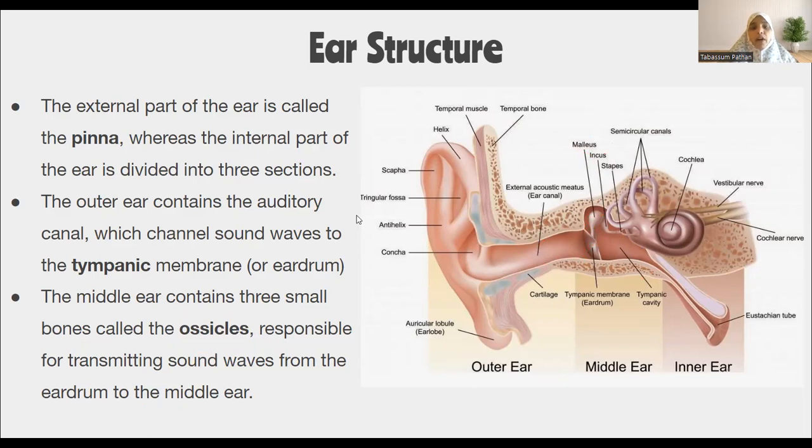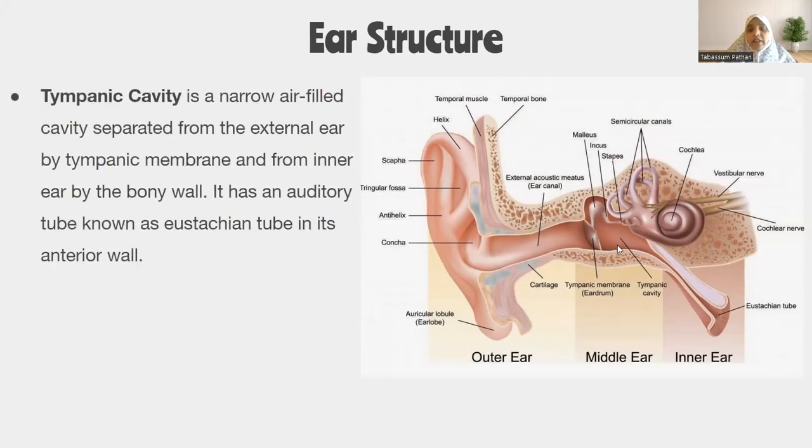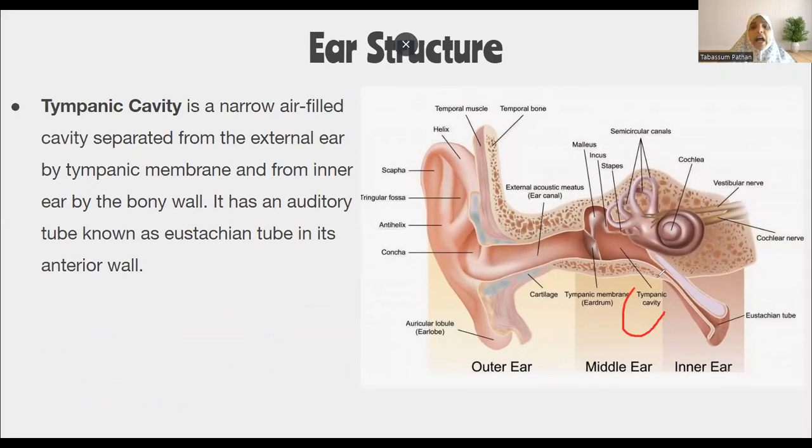Then moving forward, you see over here there's some empty space. This is known as the tympanic cavity. It is a narrow air-filled cavity which separates the external ear by the tympanic membrane, and the inner ear by the bony wall. So this is in the middle. The tympanic membrane separates the middle ear from the outer ear, and these bony structures separate the middle ear from the inner ear. This portion is the inner ear.